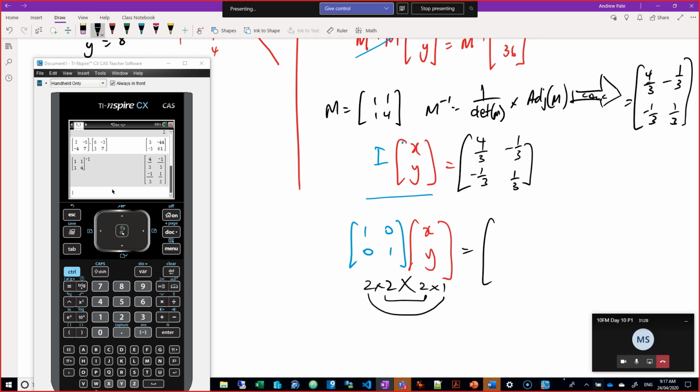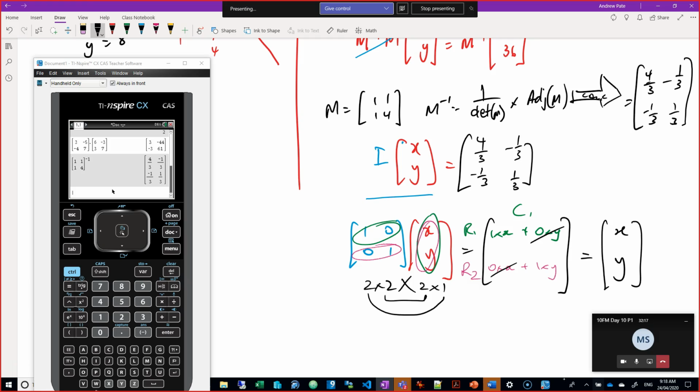So let's actually prove that this works. On the top, so this is row 1, column 1, I've got this times this. So I'm going to have 1 times X plus 0 times Y. And then in row 2, I'm going to have this times this. So I've got 0 times X plus 1 times Y. If I simplify all of that, 1 times X is X. 0 times Y is 0, so I don't need to worry about that. 0 times X, I don't need to worry about that, and I've got Y.